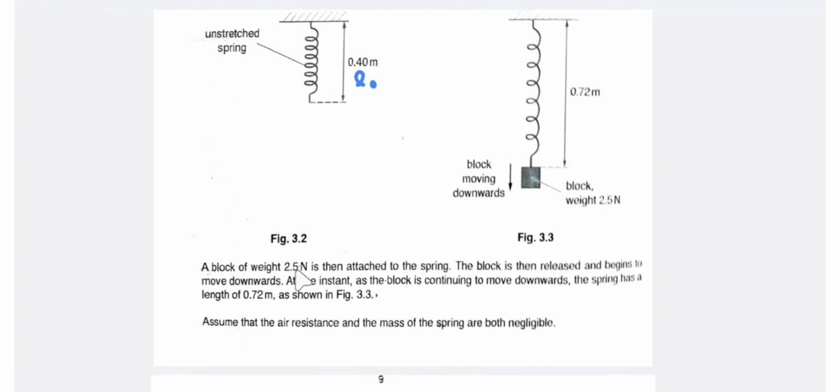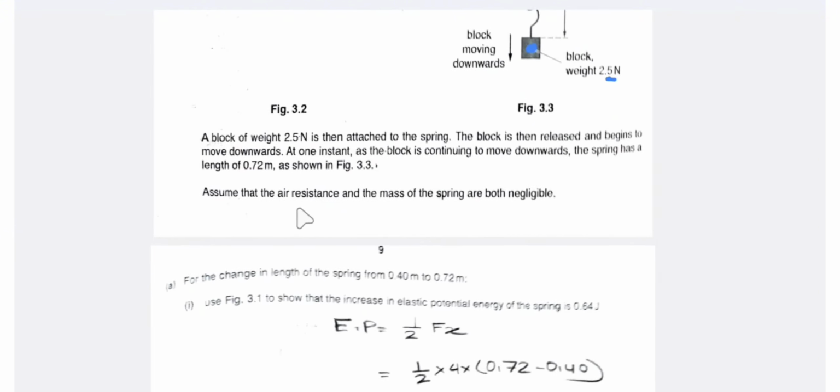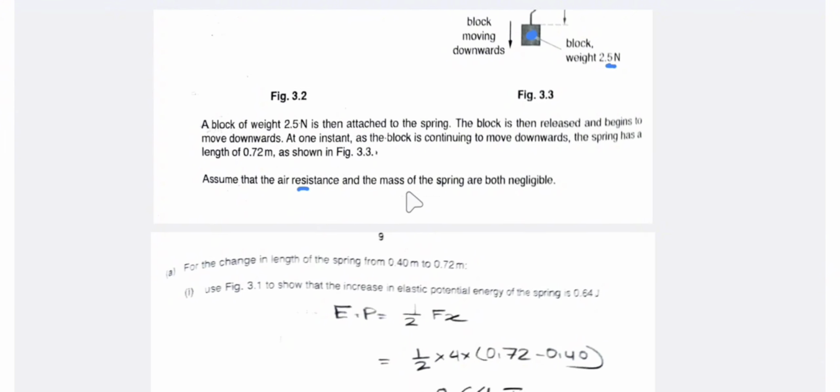Then a block of weight 2.5 Newton is attached to the spring. The block is then released and begins to move downwards. So the spring extends, and this is the final length. At one instant, as the block continues to move downwards, the spring has a length of 0.72 meter as shown in figure 3.3. So 0.72 meter is the final length. Assume that the air resistance and the mass of the spring are both negligible.